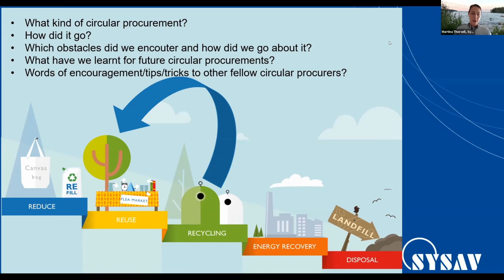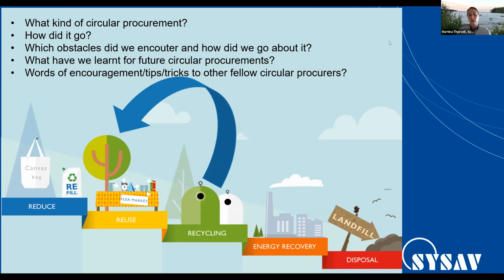So how did it go? Well, this was my first circular procurement, and it went rather well. We had 5 different tenders, whereas 4 out of the 5 were qualified for further evaluation. And there was a vast range in the pricing, and in the end, the circular supplier ended up being a bit more pricey than the previous solution we had.